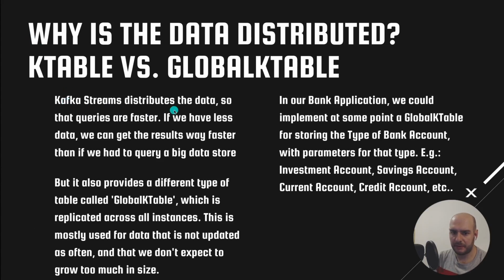Why is the data distributed in our application? Kafka Streams distributes the data so that the queries and updates are faster to execute. If we have less data, we can get results way faster than if we had to query a big store.